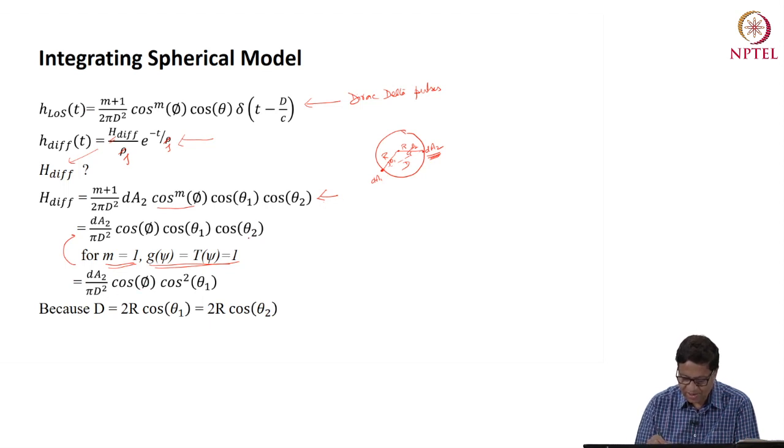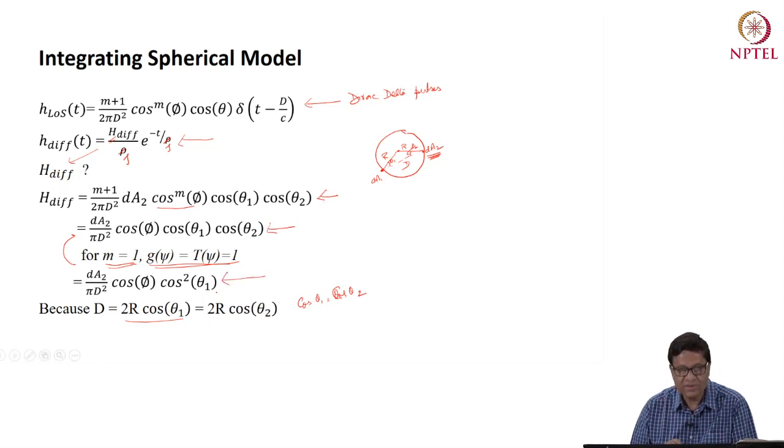Cos θ1 is equal to cos θ2, because if you see here, d is 2r cos θ1, and this is 2r cos θ2. So basically cos θ1 is equal to cos θ2. And if I put this in the expression, this is what I get: dA2/(πd²) cos φ into cos² θ1.